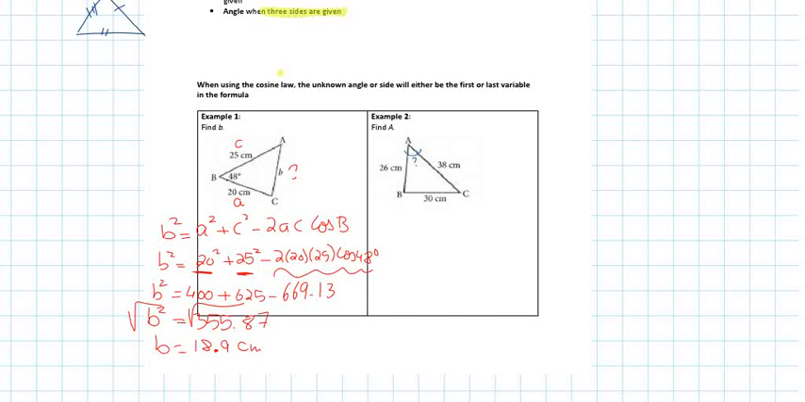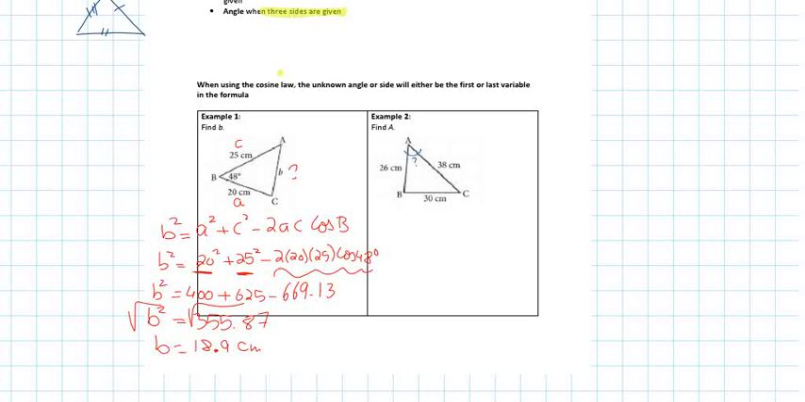All right, so we saw how to solve if we know the two sides and the one contained angle. Now what happens if I'm given three sides and I'm looking for an angle? In this case, I have all three sides and I'm asked to solve for angle A. Remember, we're going to use a different kind of formula, which is cos A.